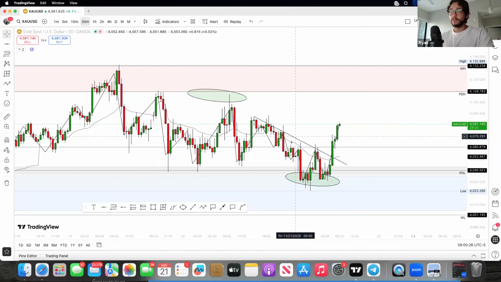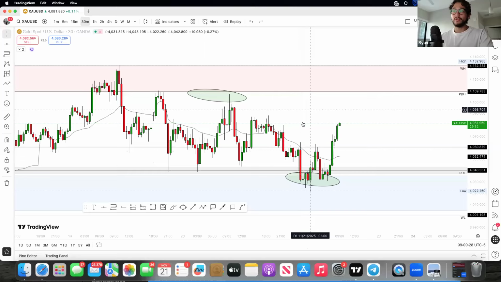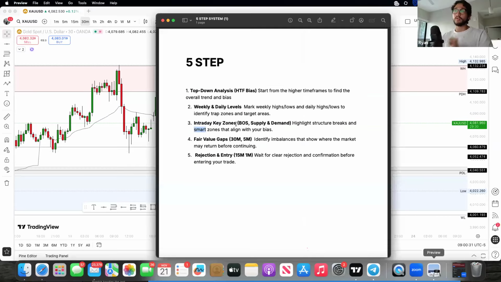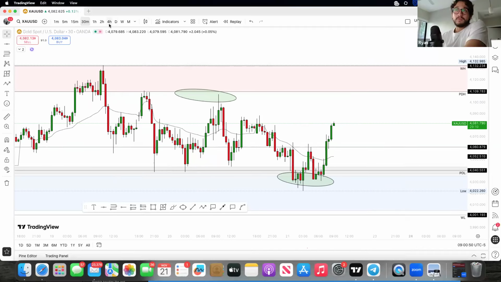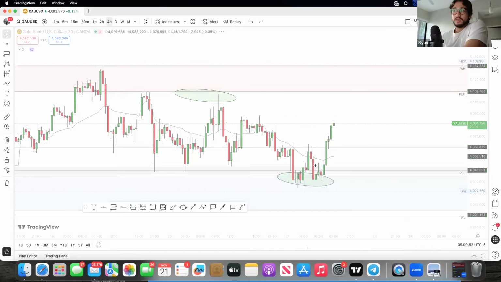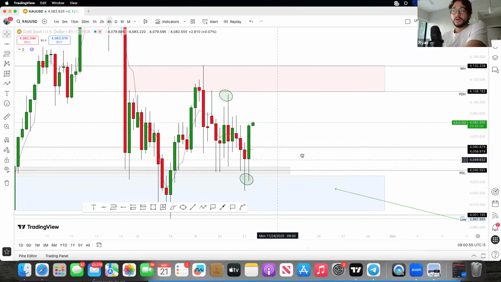You guys understand that so far? So right now we're having a potential shift of structure. So we're going to go back into the steps. We highlighted step number 3, which is the intraday key zones. We already highlighted the break of structure and we already found our supply and demand zone. Now, number 4, we're going to identify imbalance that shows where the market may return before having a continuation towards either side. So since right now we're focusing on this exact reaction, our bias is going to continue being bullish.